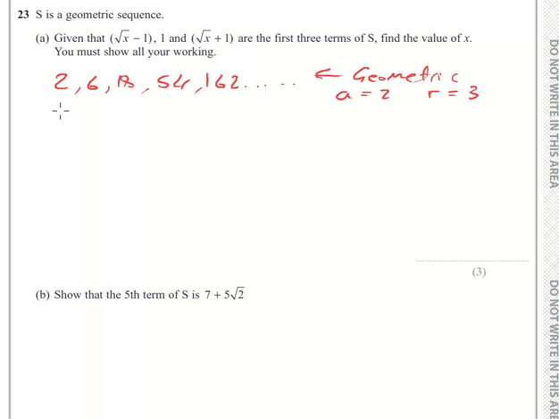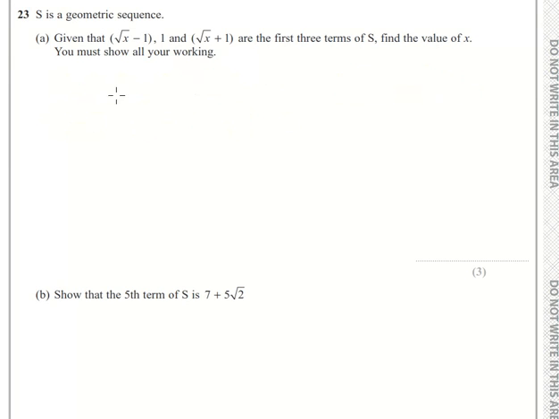Now, notice with geometric sequences, if you ever take a term and divide it by the preceding term, you always get the same value. You always get the common ratio, yeah? So 6 divided by 2 equals 18 divided by 6, which equals 54 divided by 18, because they all equal the common ratio, 3. That is the principle I'm going to use to find x here. And it's also the principle I'm going to use in part B as well. So let's have a go at that.